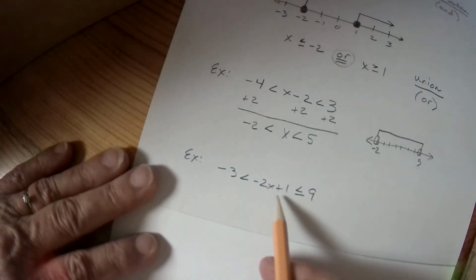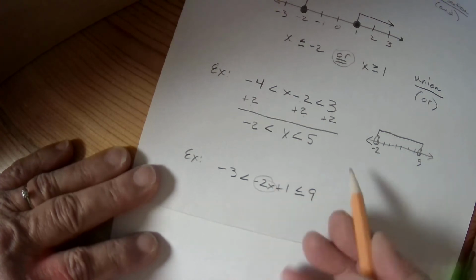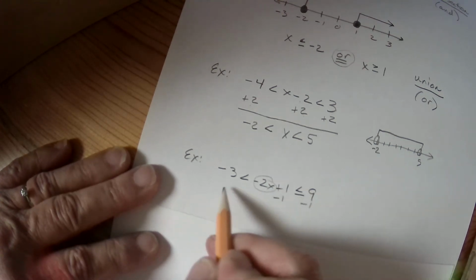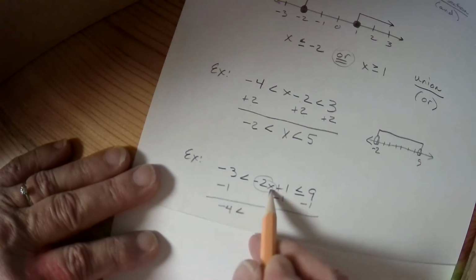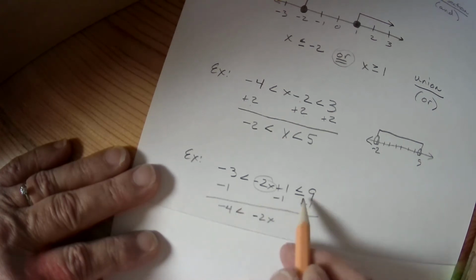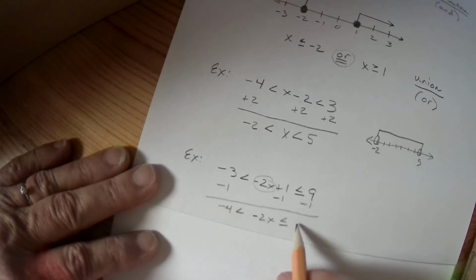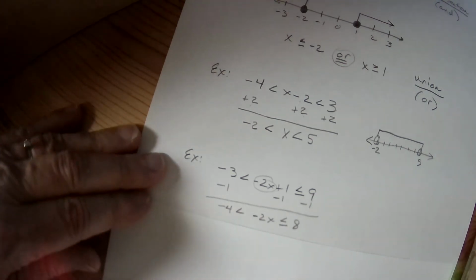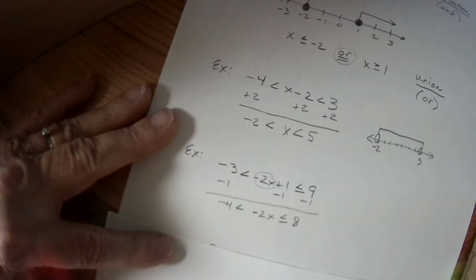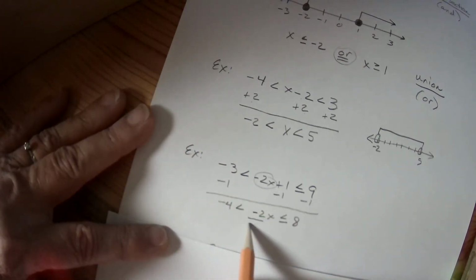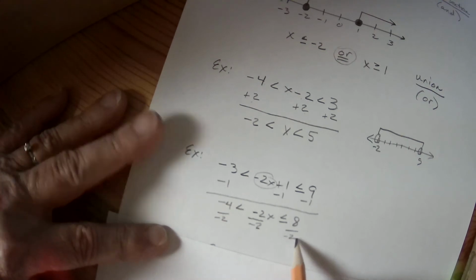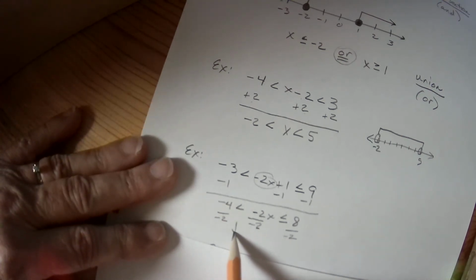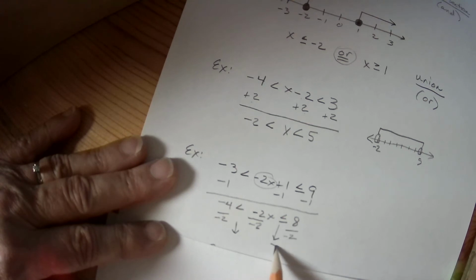Okay, here's another one. The first thing I'm going to do is isolate this term, so I'm going to subtract 1 from everything. When I do that, this is -4. What I have left over here is -2x, and that is less than or equal to 9 minus 1, which is 8. Well, I still need to isolate x. I need to get x by itself. So in order to do that, I have to divide by -2. That means I have to divide everything by -2. And don't forget, when we're dividing by a negative number, all the signs change.